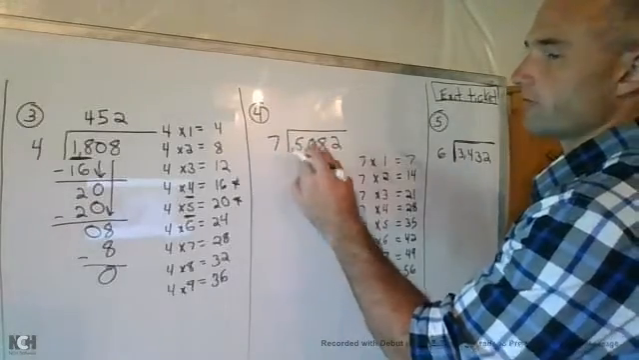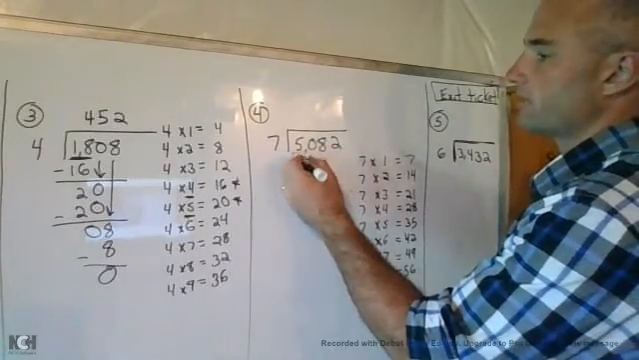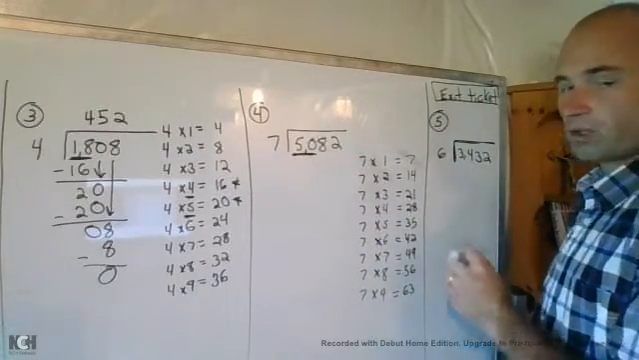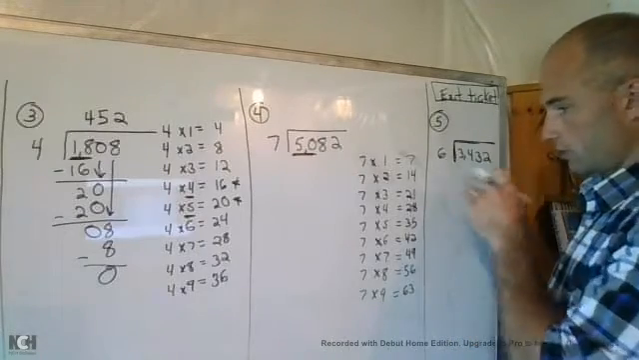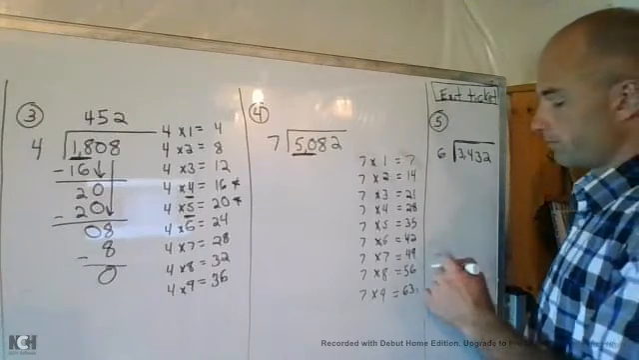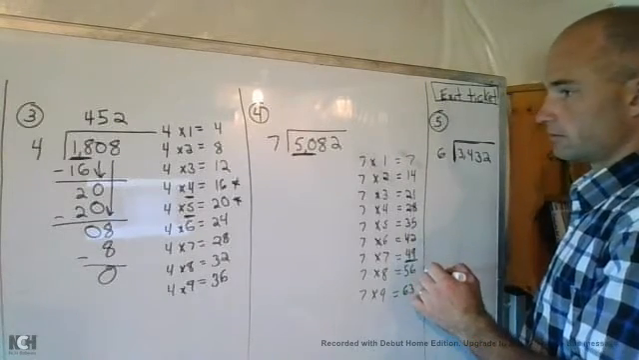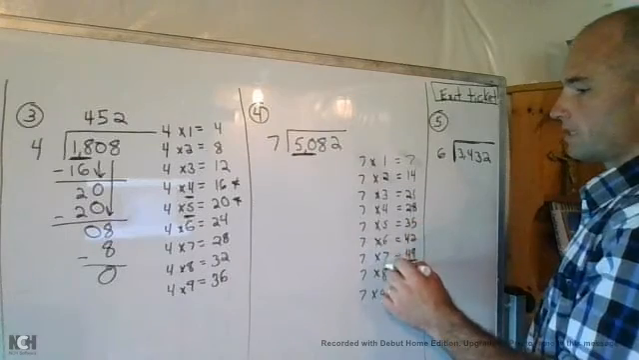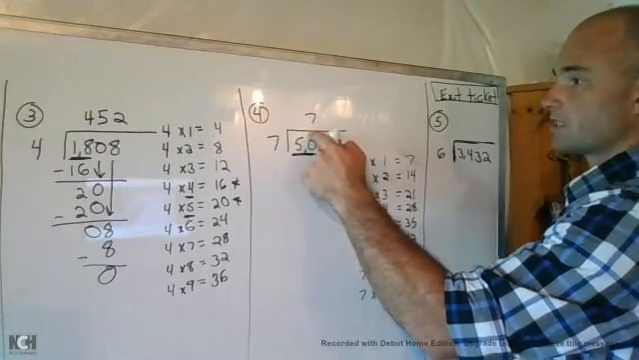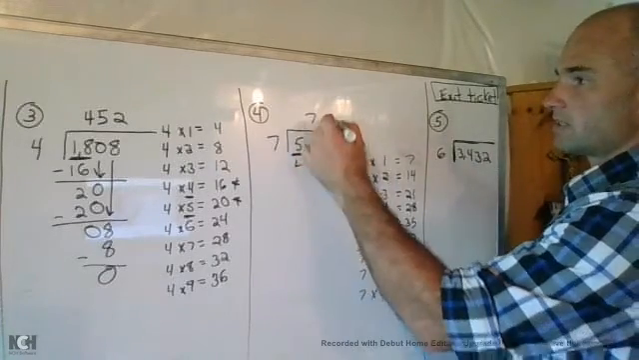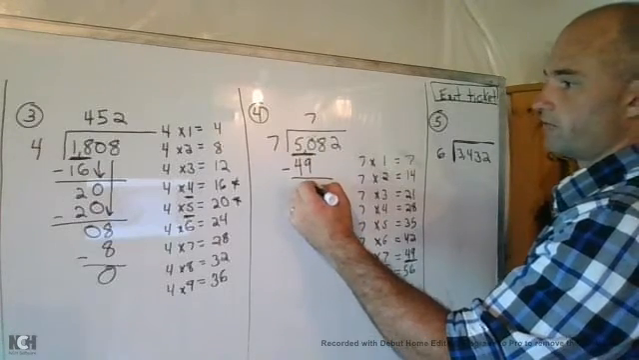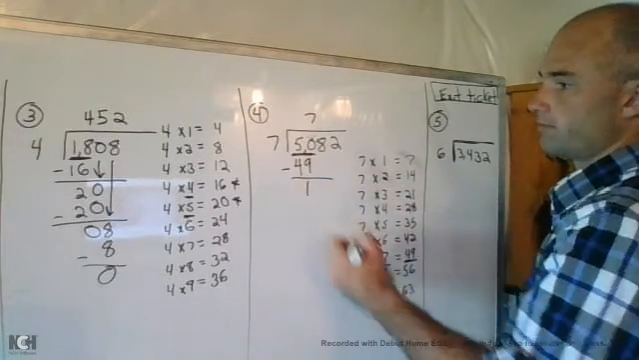7 goes into 5. Nope, it doesn't. But 7 does go into 50. Which multiple of 7, that's what these are called, is closest to 50 without going over? It would be 49. Well, it took me 7 times to get there. 7 goes above the 0 from the 50. 7 times 7 equals 49. I'm going to subtract to get 50 minus 49, which makes 1.